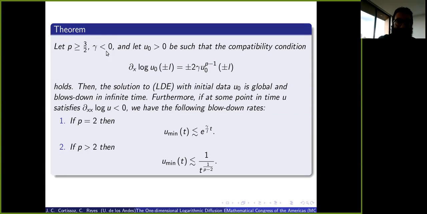When p is greater than 3/2 and gamma is negative, again, you have this compatibility condition, then the solutions to the logarithmic diffusion equation blow down in infinite time. Again, they are going to be global and they are going to blow down in infinite time. And we have some rates of blow down for certain special cases. But we need this to happen at some point, that isn't really that important for this talk.